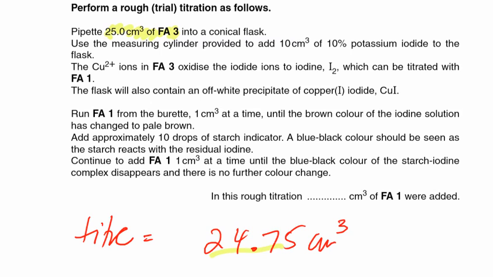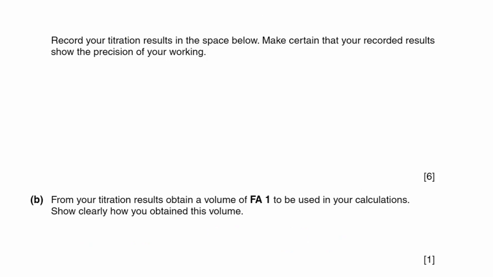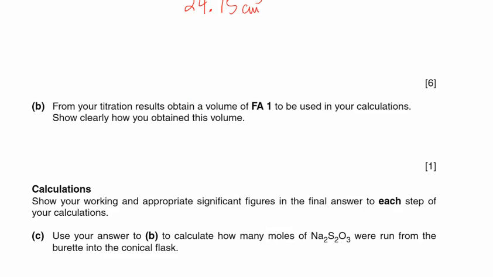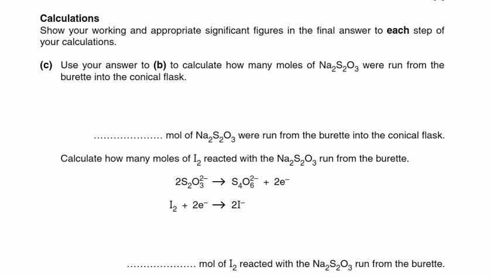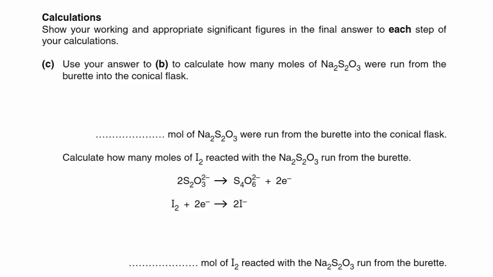Next page. 24.75. So yeah, in this part where it says record your titration results, you make the table and the answer is 24.75 as the average answer I'm going to get. Let's move down to the calculations bit. Now, they're asking me to find the moles of sodium thiosulfate, which is in the burette. So when I know its concentration, all I gotta do is plug in this volume.